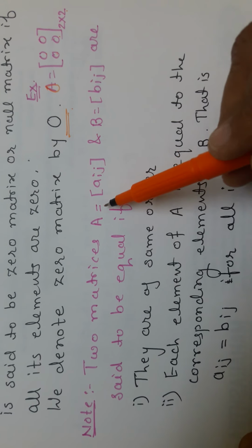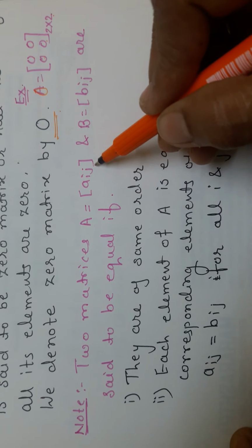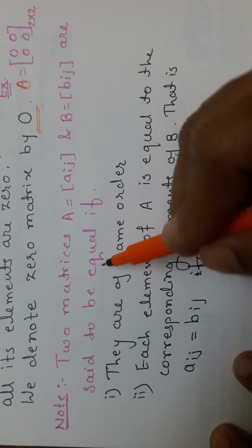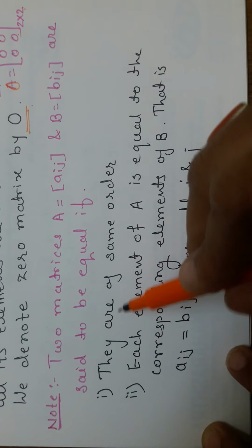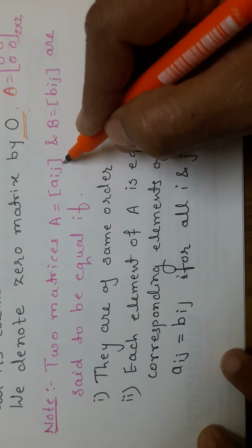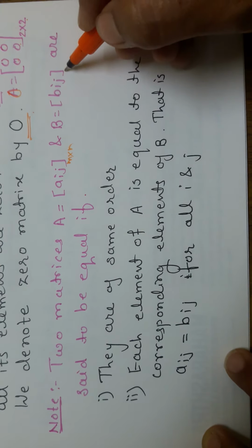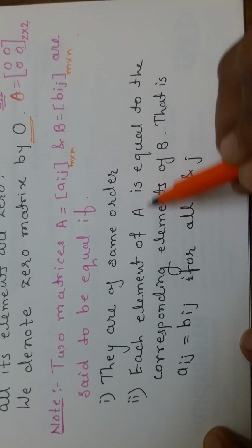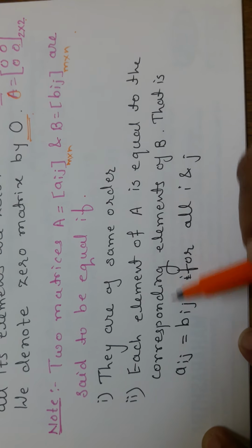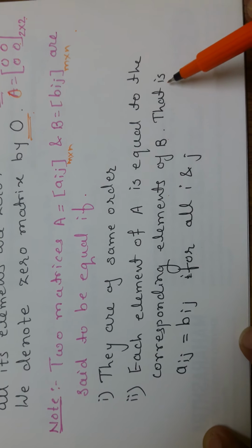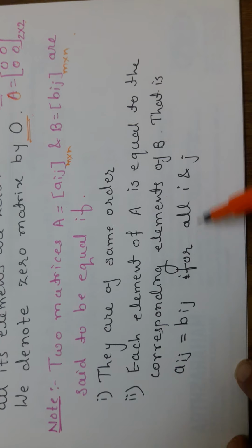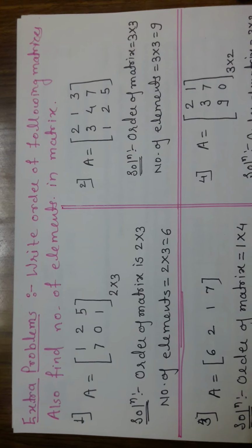Two matrices A is equal to Aij and B is equal to Bij are said to be equal if they are of the same order, means their order should be the same, m cross n, and each element of A is equal to the corresponding element of B, that is Aij is equal to Bij for all i, j.